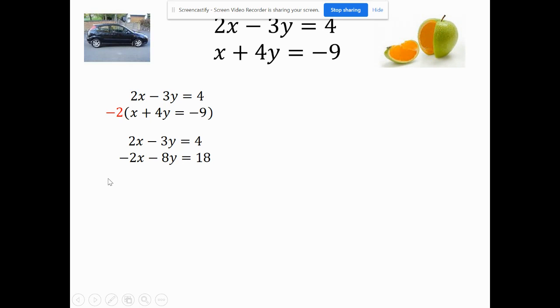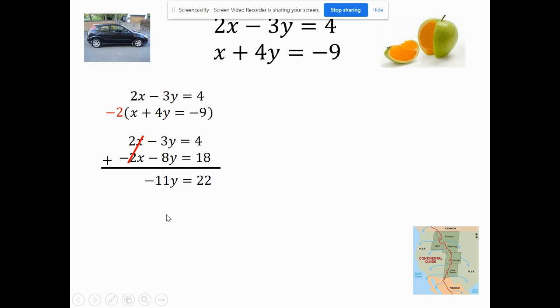So what I'm going to do is this. I'm going to basically draw a line underneath of it and add these together. I'm going to put focus on this right here. What's going to happen is these x's are going to cancel out. So I have -3y minus 8y equals 4 plus 18, which is 22.